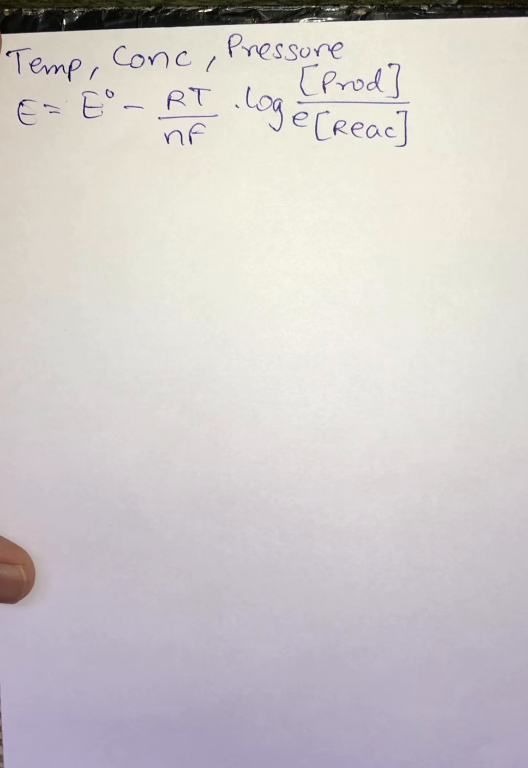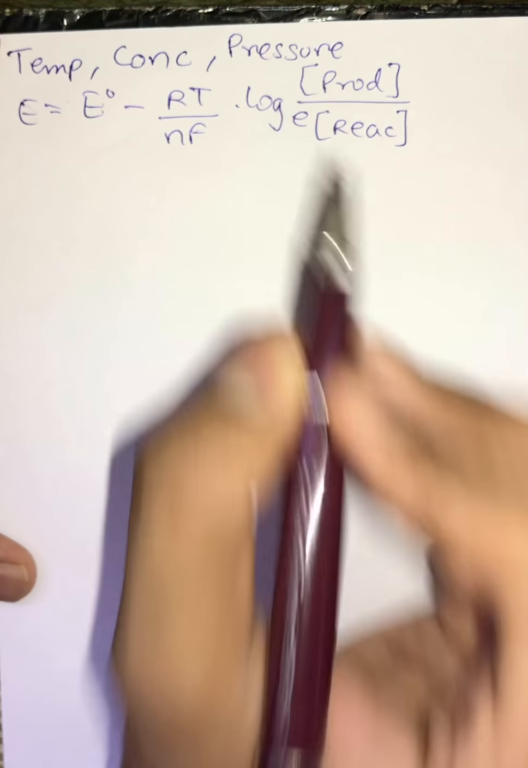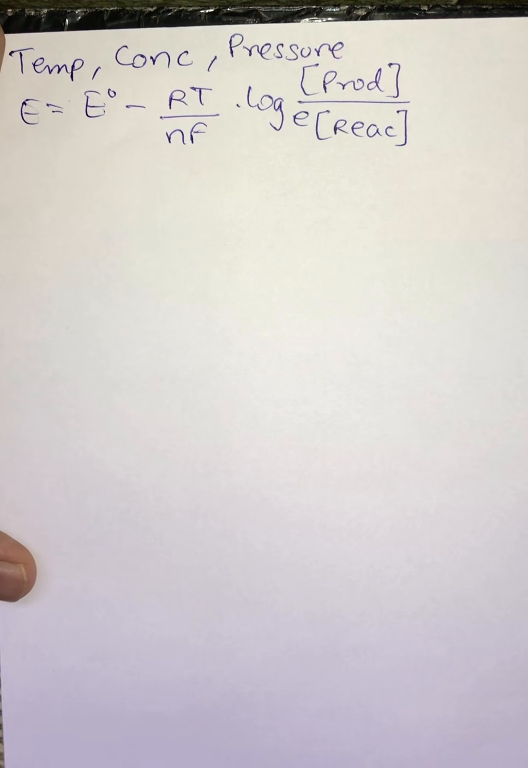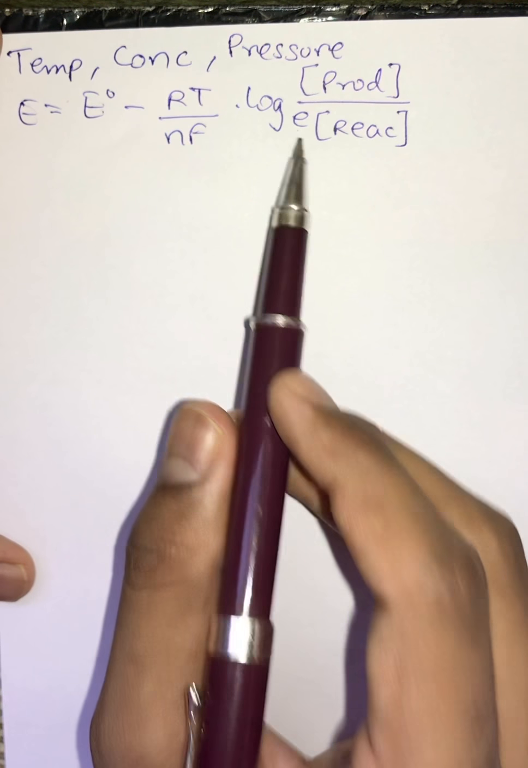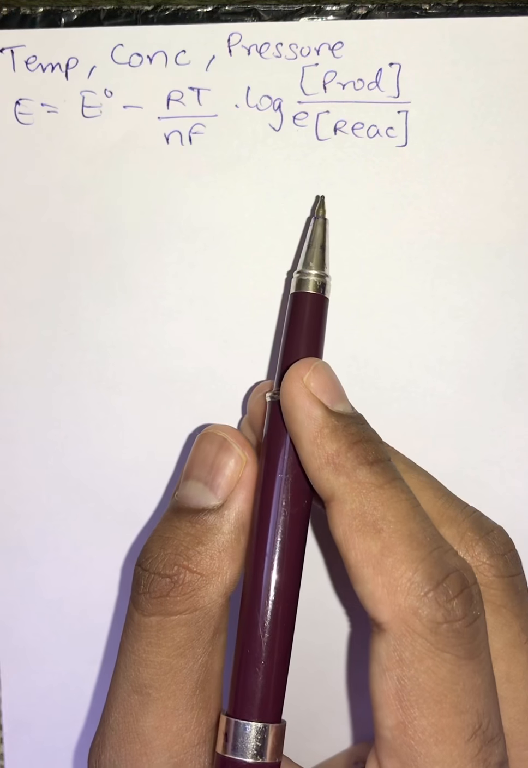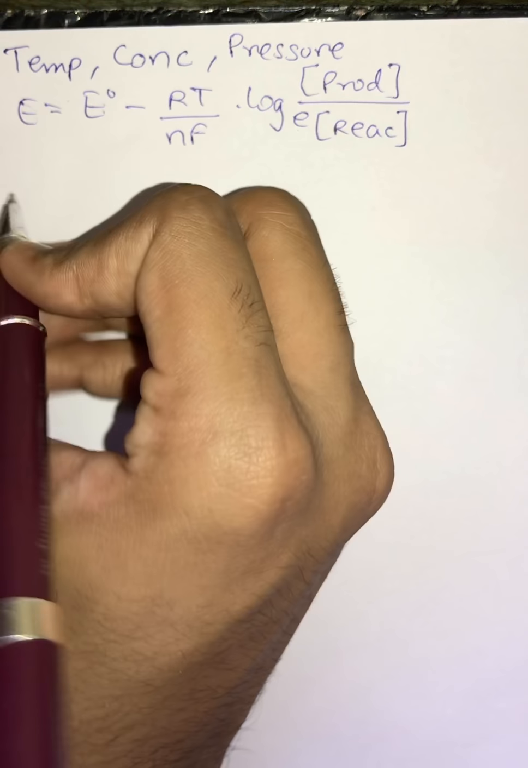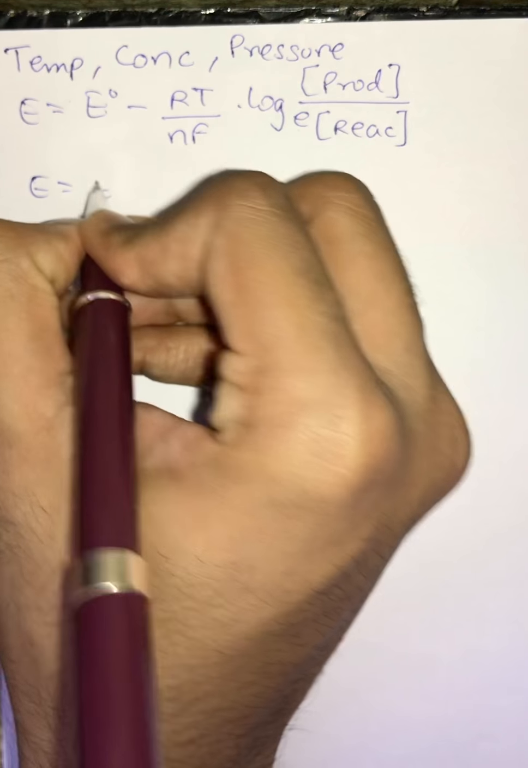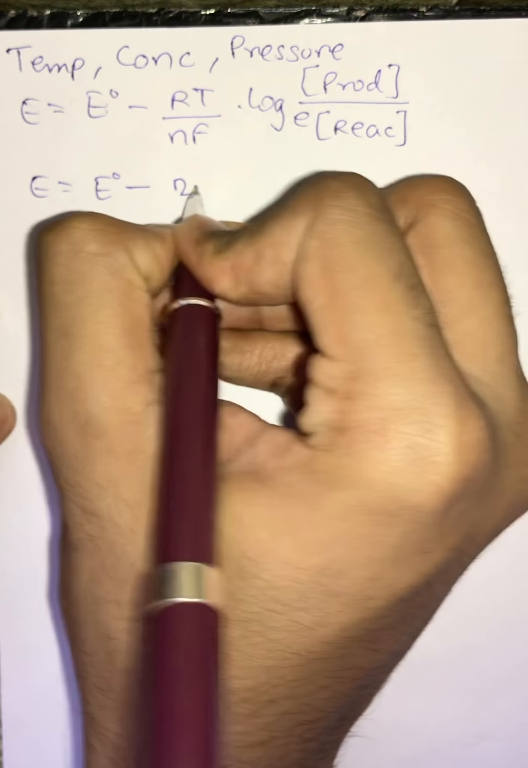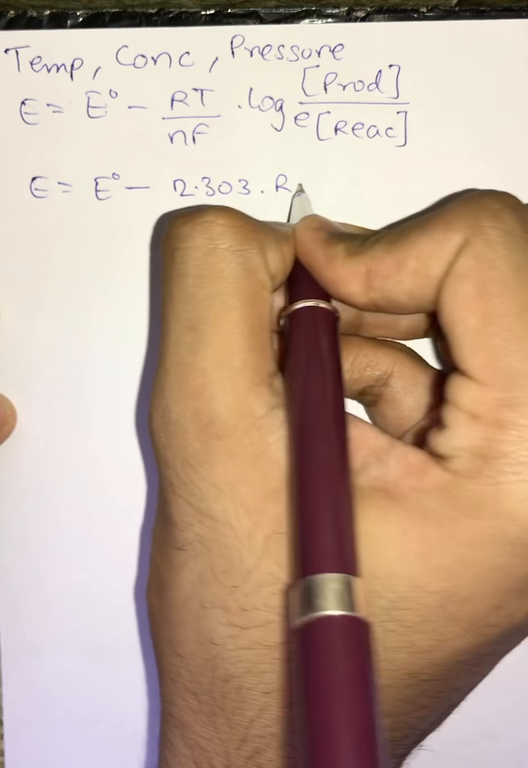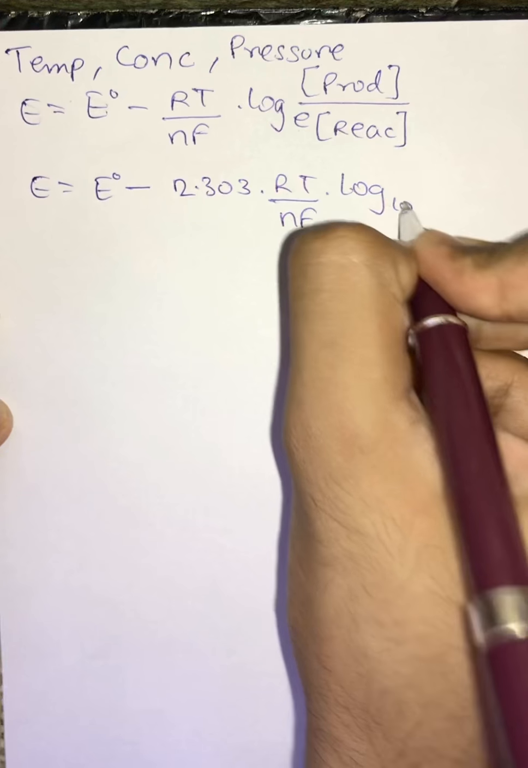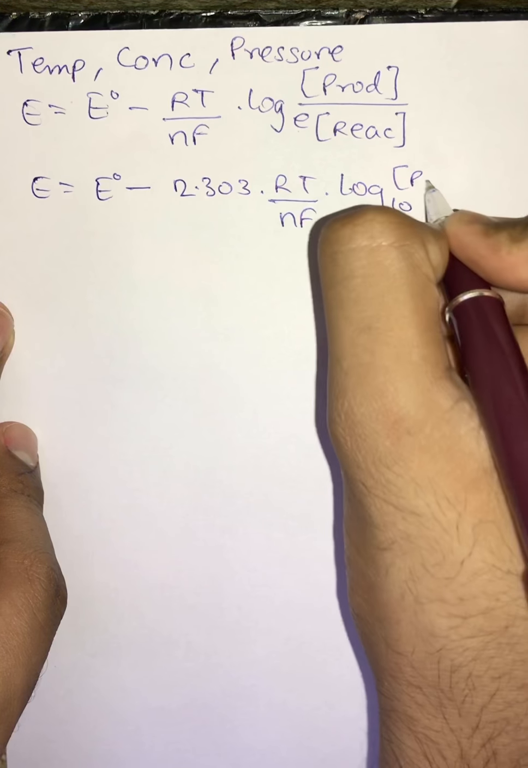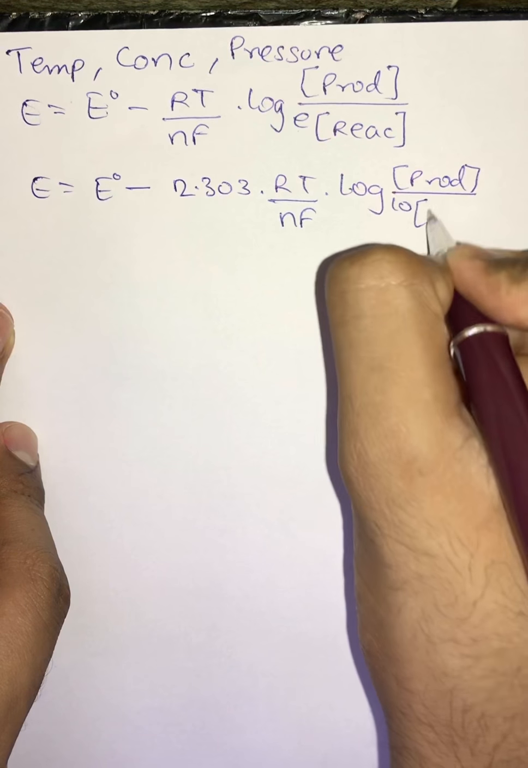Just keep patience. Now since it is log to the base e, and for our calculation we want log to the base 10, if you want to convert log to the base e to log to the base 10, you have to multiply by 2.303. So this equation now becomes E equals E naught minus 2.303 into RT upon NF into log to the base 10 of products upon reactants.